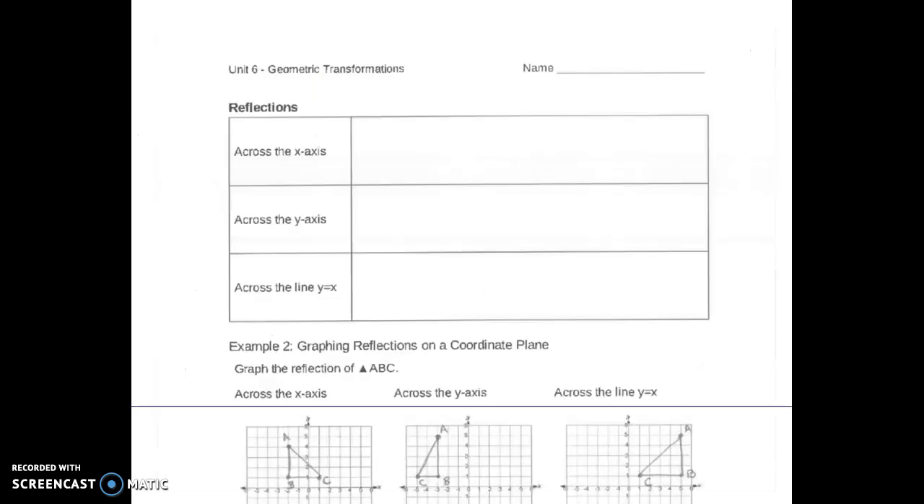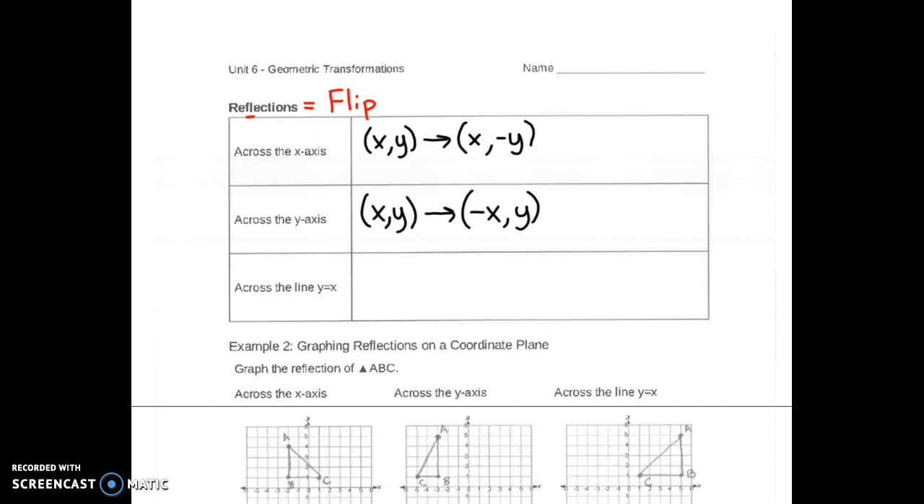So the next one, reflection. So FL stands for flip. So our rules across the x-axis, xy is going to become x and then negative y. And that negative just means we're changing the sign of it. So we're doing the opposite of whatever it was. Across the y-axis, so xy becomes the opposite of x and y. And then across the line y is equal to x, the xy is going to become y x. So we're just changing the order of them this time.